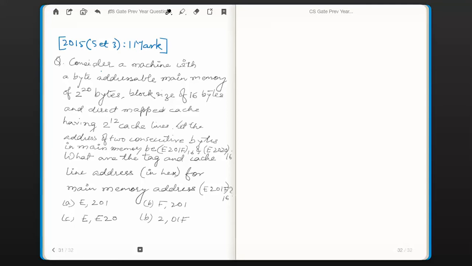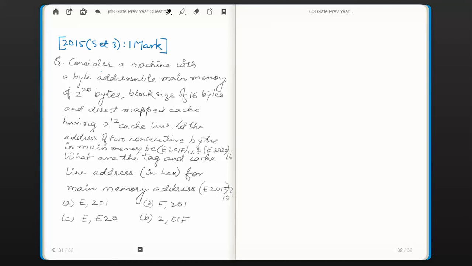So the problem is, consider a machine with a byte addressable main memory of 2 to the power 20 bytes, block size of 16 bytes and direct mapped cache having 2 to the power 12 cache lines. Let the address of two consecutive bytes in main memory be E201F in hexadecimal and E2020. What are the tag and cache line address in hex for main memory address E201F?